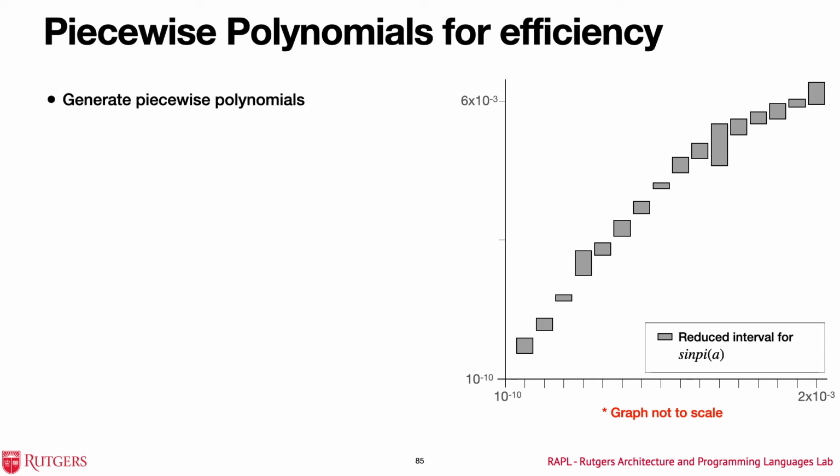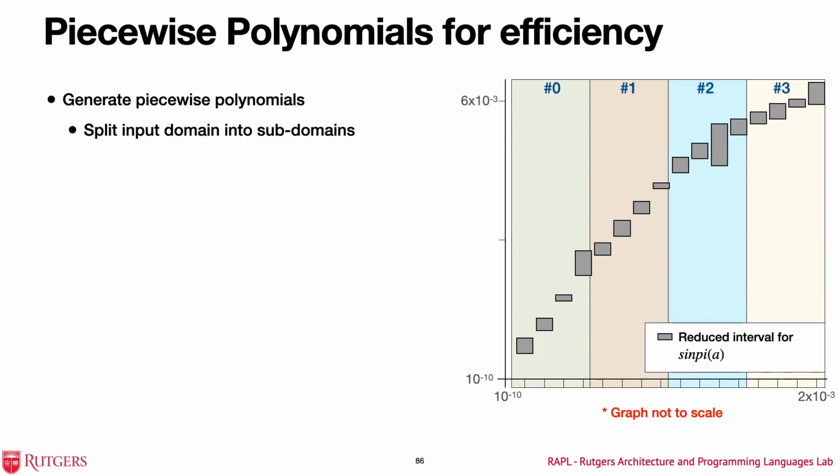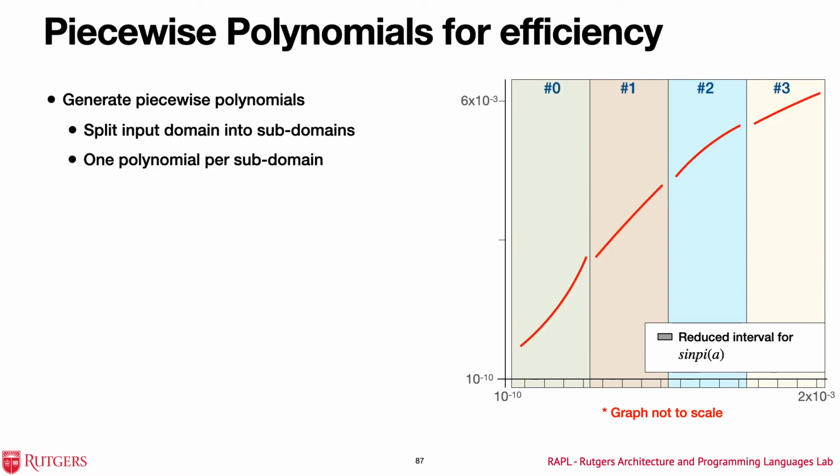There are still roughly 100 million reduced inputs in our reduced input domain. So instead of trying to generate a single polynomial for the entire 100 million reduced inputs, our second technique generates a piecewise polynomial by splitting the reduced input domain into multiple subdomains and generating a polynomial for each subdomain. With piecewise polynomials, each polynomial will have lower degree, thus increasing the performance during evaluation.